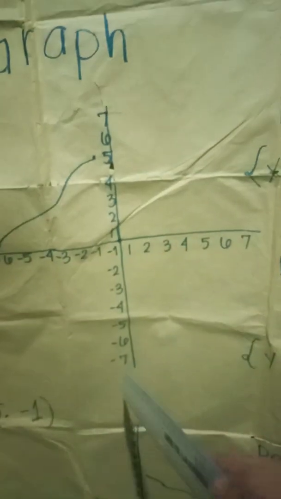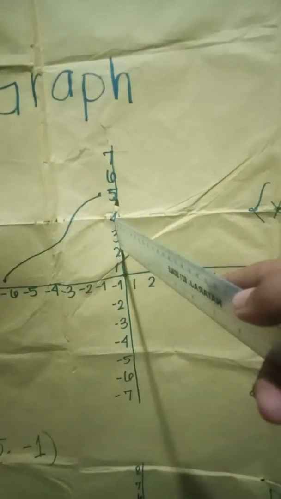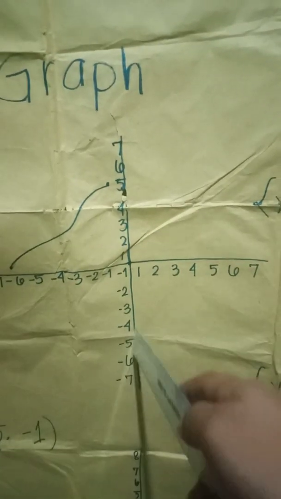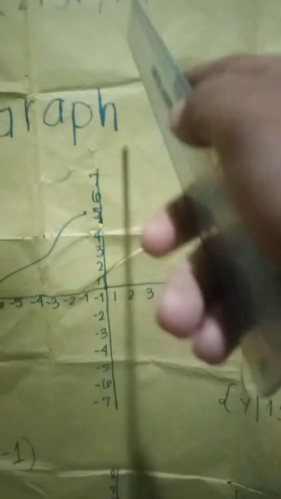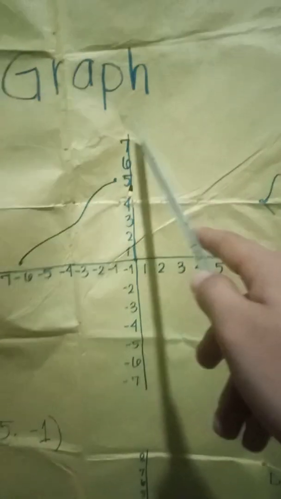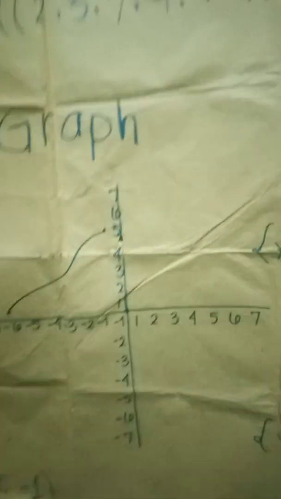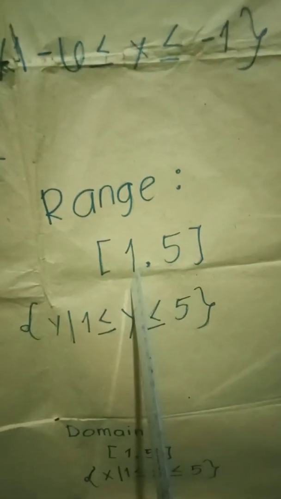So how about the range? 1 and 5. So here's how you're going to do it. This is the domain, right? And this is the range, which is the value of y. So all you need to do is just focus on this line, because this is the range, the value of y, obviously. So the answer is 1 and 5.